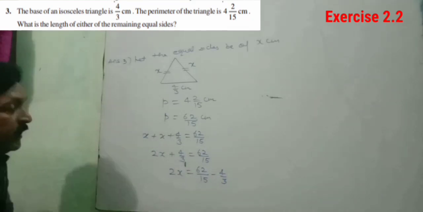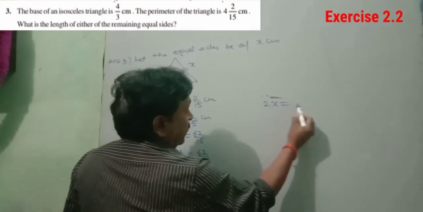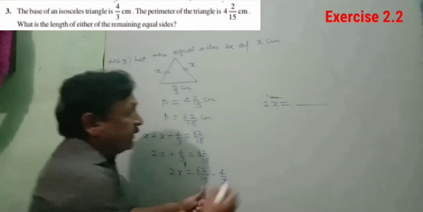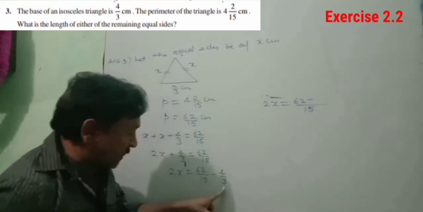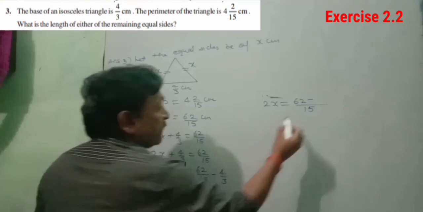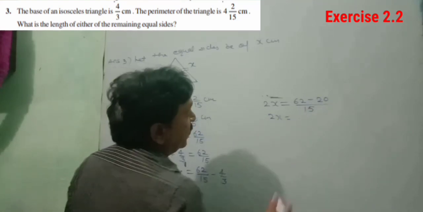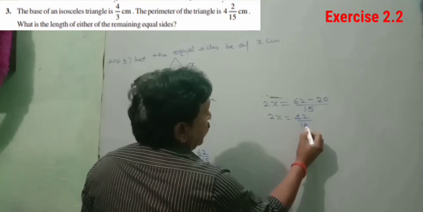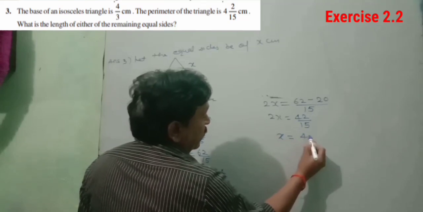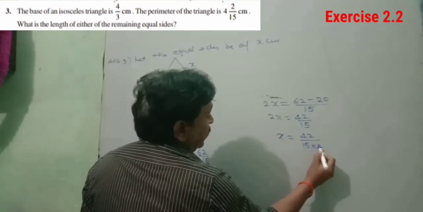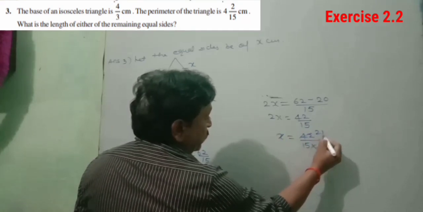Now we have to take the LCM of 15 and 3. See here. So the LCM will come to 15. We can say 62 minus, how much comes here? 3 5s are 15 and 5 4s are 20. So 2x will be equal to 62 minus 20, how much? It is 42 upon 15. Now we have to transpose 2. Yes, 42 upon 15 into 2, and by this 2 we can divide 42. Yes, 2 2s are 4, 2 1s are 2.